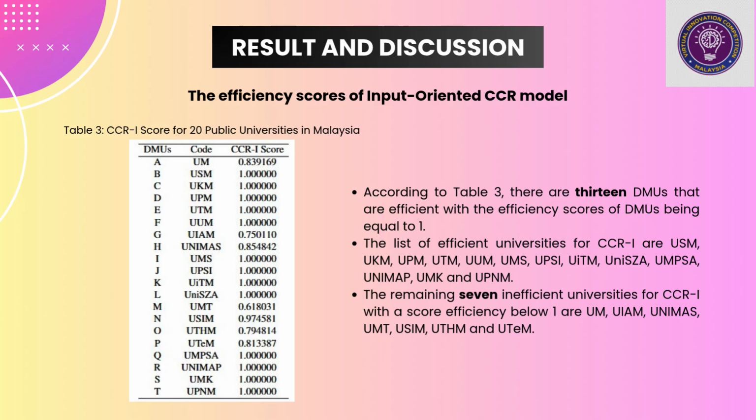The efficiency score of the input-oriented CCR model. Table 3 shows the CCR input score for 20 public universities in Malaysia. According to Table 3, there are 13 DMUs that are efficient with an efficiency score equal to 1. The efficient universities for CCR input are USM, UKM, UPM, UTM, UUM, UMS, UPSI, UITM, UNIZA, UMPSA, UNIMAP, UMK and UPNM. The remaining 7 inefficient universities for CCR input, with an efficiency score below 1, are UIAM, Unimes, UMT, USIM, UTHM and UTEM.